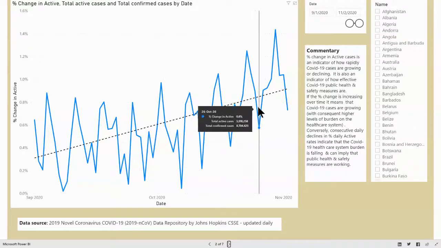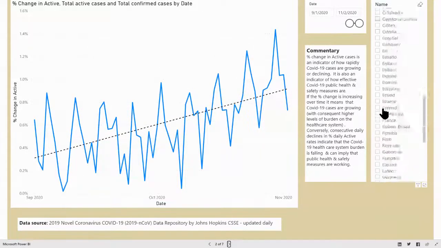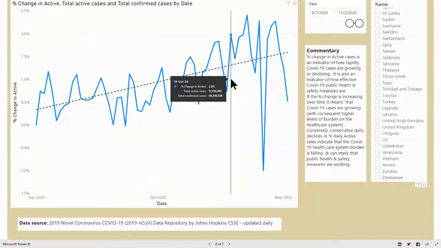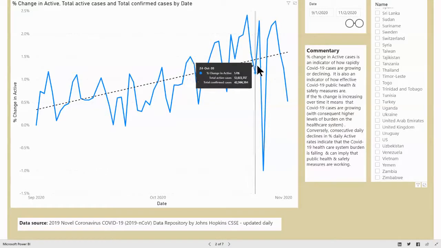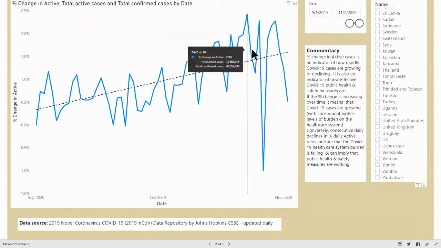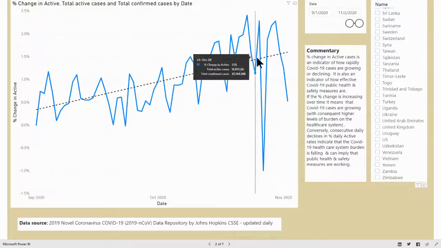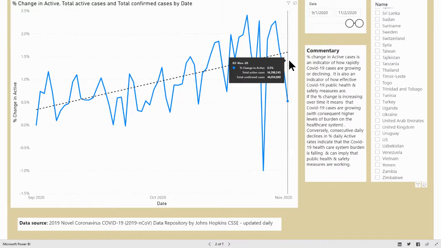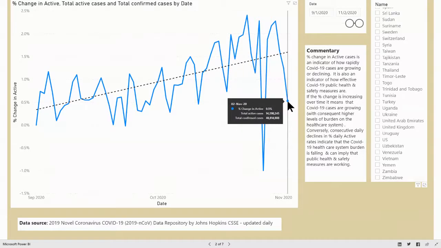Is it worldwide or just for the US? I think this is for the US. I'm just gonna take it back. Worldwide, we see that there is still upward growth in the rate. There are some ups, some downs, but the general trend is a positive one in terms of growth rates for COVID at November 2nd. That number of active cases was still increasing day on day by 0.5%.